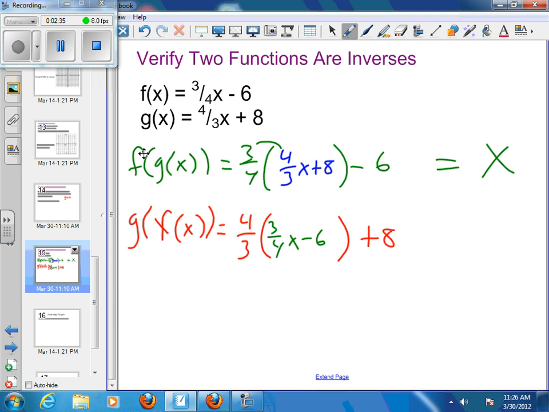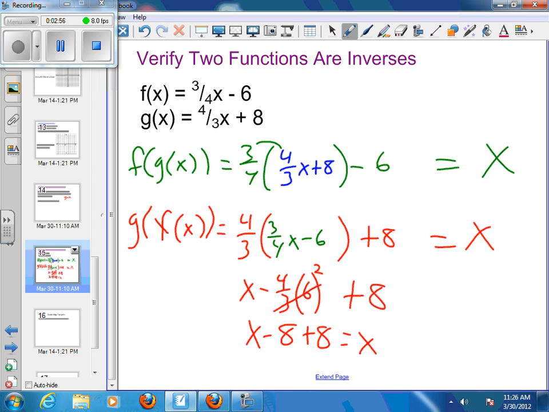4/3 times 3/4 again is 1, so that's just an x. And then I've got this 4/3 times 6, and then plus 8 on the end. So again, I take my 6 and divide by 3, and I end up with a 2. So that's going to be an 8. So this is going to be x minus 8 plus 8, which is in fact x. They are both equal to x, so these are inverses of each other.